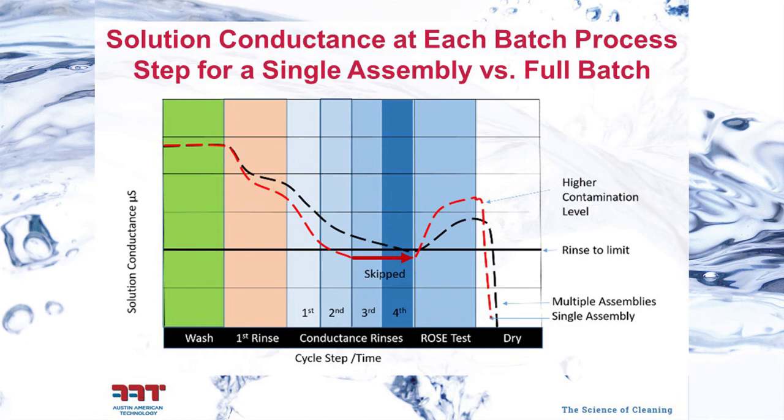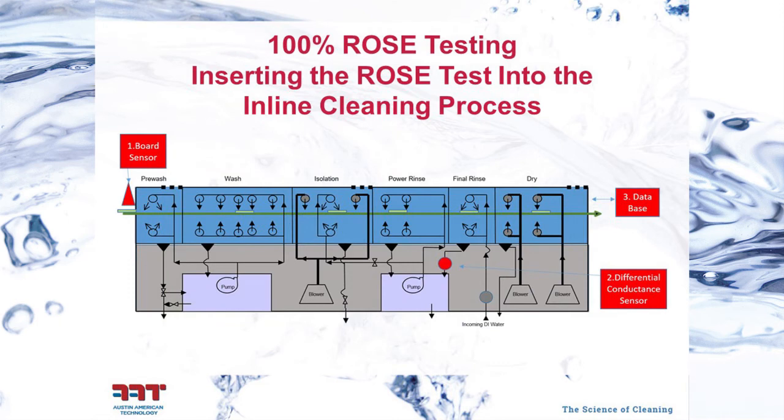So that's how we do it in a batch cleaner, and then this is how we see it in an inline cleaner. Basically, the board would be read at the beginning, whether it be an RFID or a barcode scan. It would enter an inline cleaner and be tracked as it travels through. Once it gets to the rinse section, there would be a resistivity sensor down at the bottom of the rinse. As the board entered, it would be able to measure the change from what it had before the board was in there, while the board was in there, and then once it left.